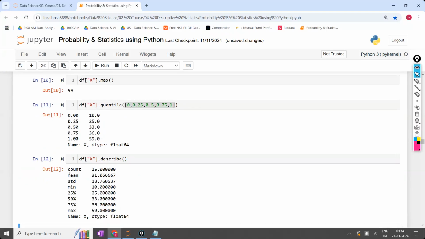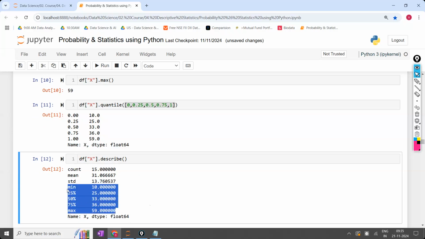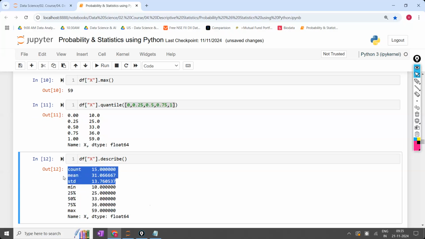See here, first count. Count means the total number of records. Mean is going to give the mean value. Standard deviation 13.76. Minimum value, 25 percentile, 50 percentile, 75 percentile, and maximum value. So it is going to give all the values, including the mean and standard deviation, along with the 5 numbers. Why does it give these two? Because for a continuous variable, we have to apply mean and median.